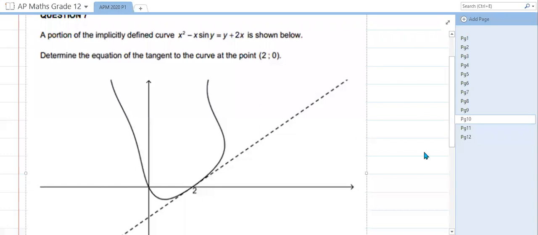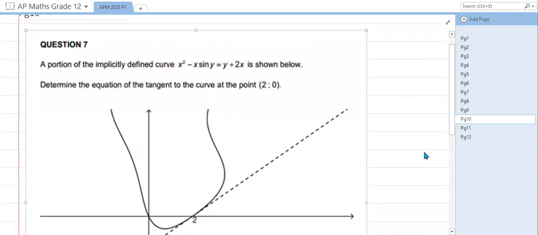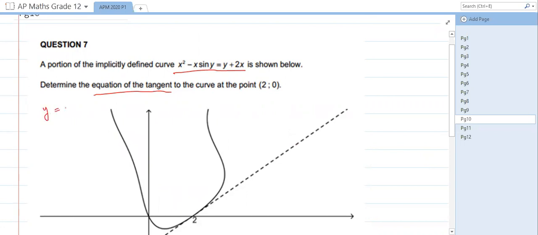Question 7. A portion of the implicitly defined curve, x squared minus x sine y is equal to y plus 2x, is shown. Determine the equation of the tangent to the curve at the point (2, 0). Right, so for the equation of the tangent, what we're looking at is y is equal to mx plus c. Now m is what we need to find.